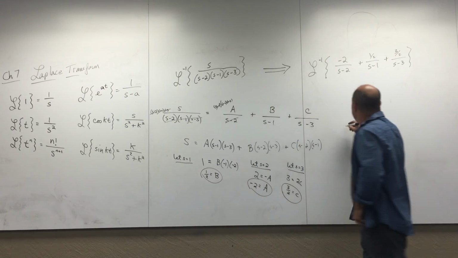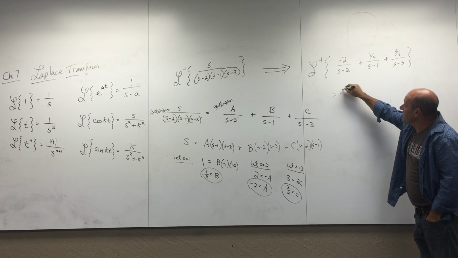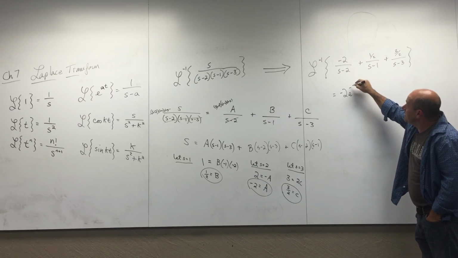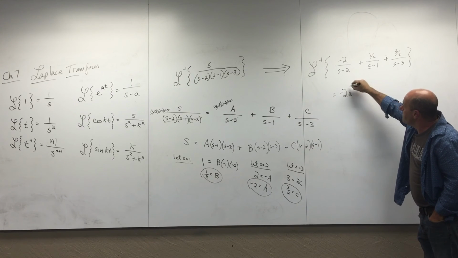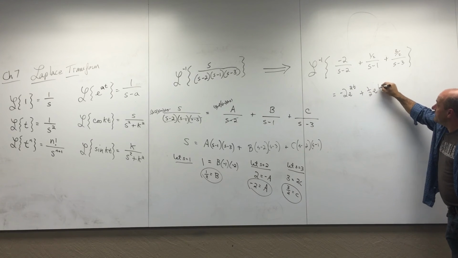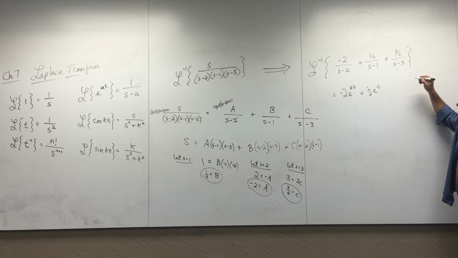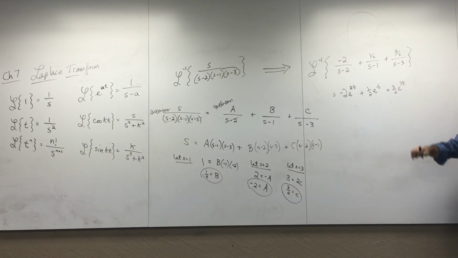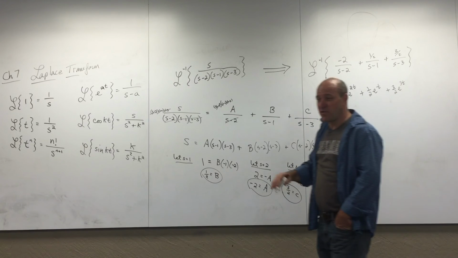But here we go. The answer is negative 2 e to the 2t, 1/2 e to the t, 3/2 e to the 3t. Again, very algebraic. You haven't seen me do a derivative or an integral, and I might not for a while. This Laplace stuff is very algebraic.